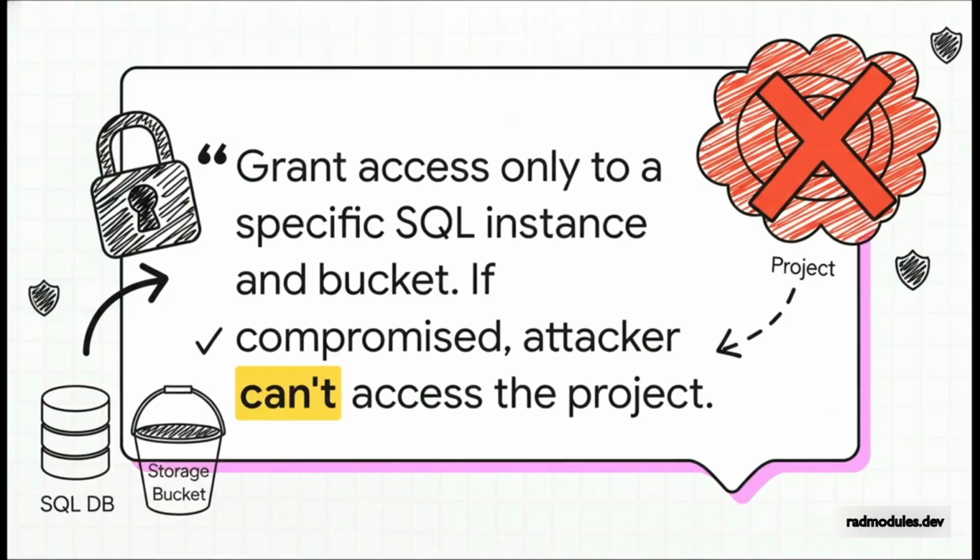This healthcare example is just perfect. See, the application doesn't get some generic editor role for the whole project. No way! It gets hyper-specific permissions for only the database and the storage bucket it absolutely needs to do its job. So if it gets compromised, the damage is contained. That right there is least privilege in action.